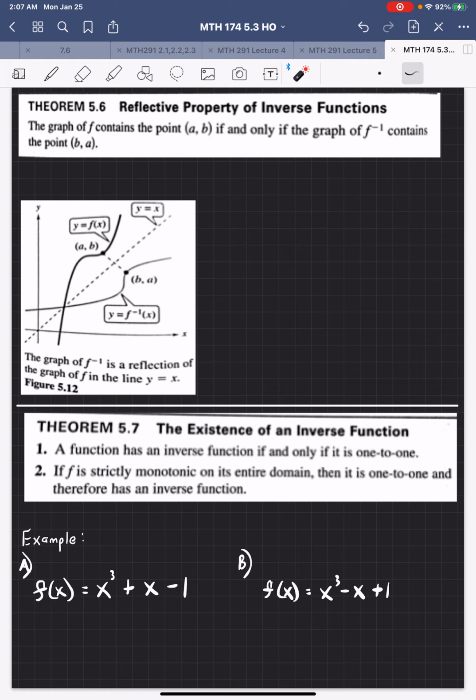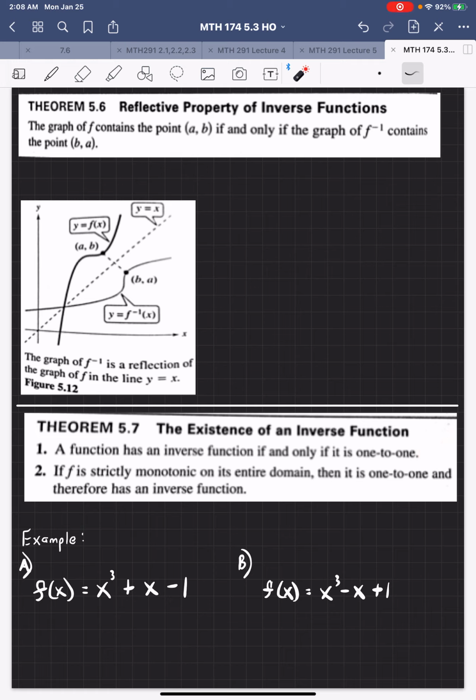Now that we've almost finished up our pre-calculus, let's go over a fairly important theorem: the existence of an inverse function. There are two parts to this theorem. The first part says that a function has an inverse function if and only if it is one-to-one. Back to that horizontal line test. It has to pass the horizontal line test for there to be an inverse.